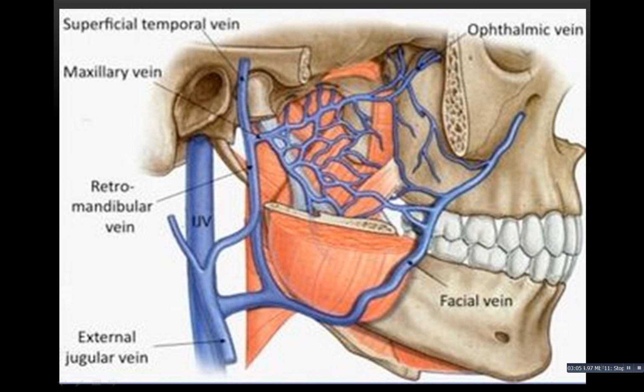Now the facial vein: if you choose the first answer, it is incorrect. Facial vein into maxillary vein to jugular cannot be, because the facial vein will not drain the maxillary sinus.